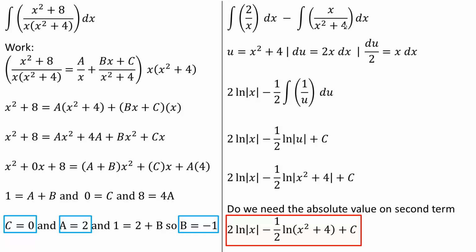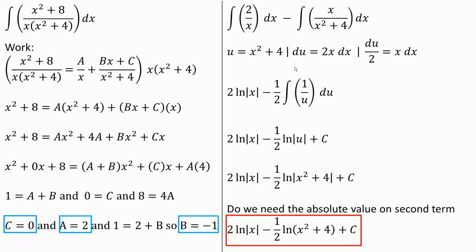This piece right here, we should do u-sub. So u is equal to x squared plus 4. And so du is equal to 2x dx. Divide by 2, divide by 2. And so we can say that du divided by 2 is equal to x dx. And so this piece right here will equal to ln absolute value of x.